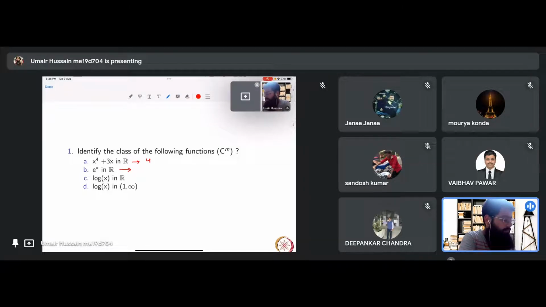And for this next function, please answer for the B part, e to the power x. 1, sir. Why one? Firstly, verify if this function e to the power x is completely defined in our domain, that is real numbers. So is it completely defined in the whole range of real numbers? No, sir.